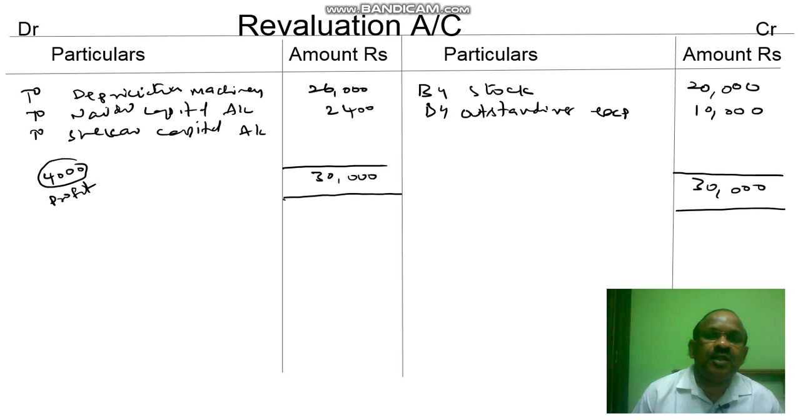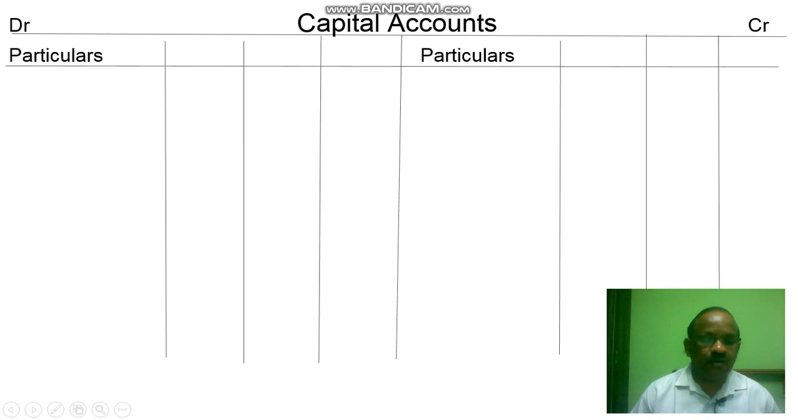So initially the first candidate is 2,400. His share is 3%. Next share is 2. So this is the revaluation account. Next we are going to prepare the capital accounts.